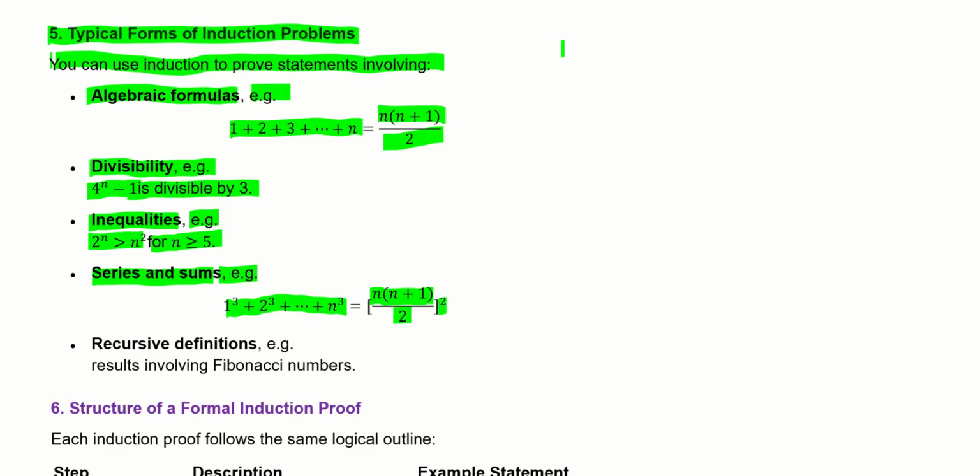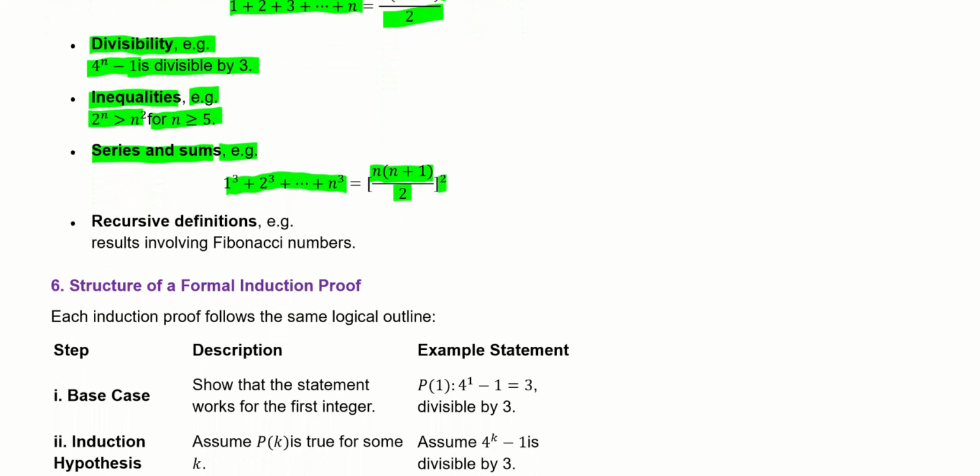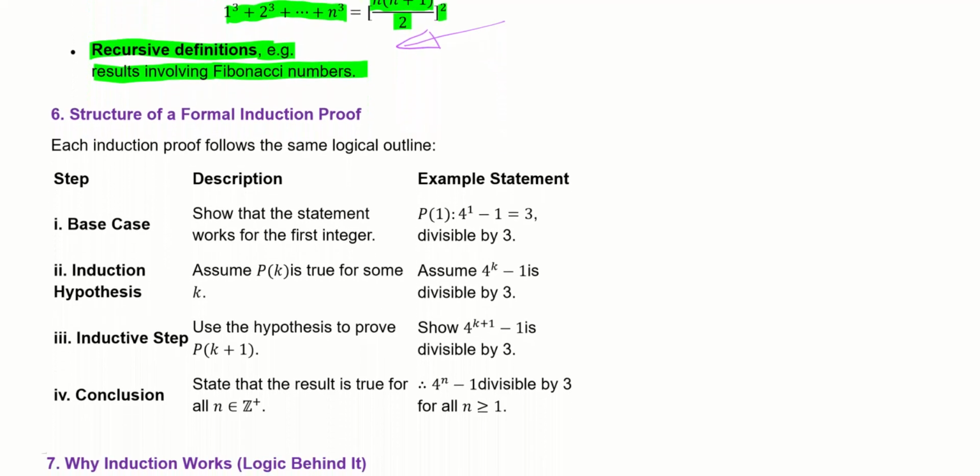So that's the same sort of thing as an algebraic formula, really. I don't know why I put it down as a separate case. Recursive definitions, for example, results involving Fibonacci numbers. Sometimes these are just very slightly different in the algebra, and we'll see that in the examples that follow. However, the overall structure is the same.